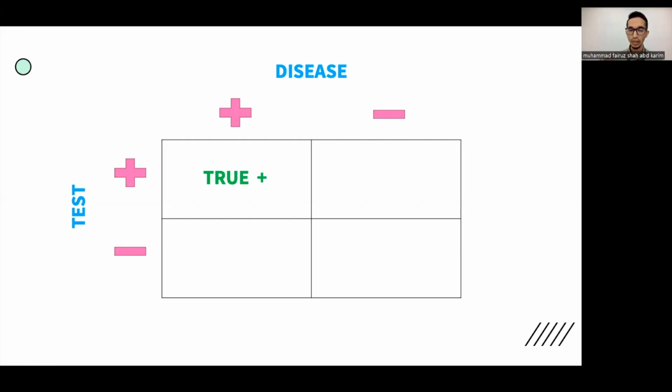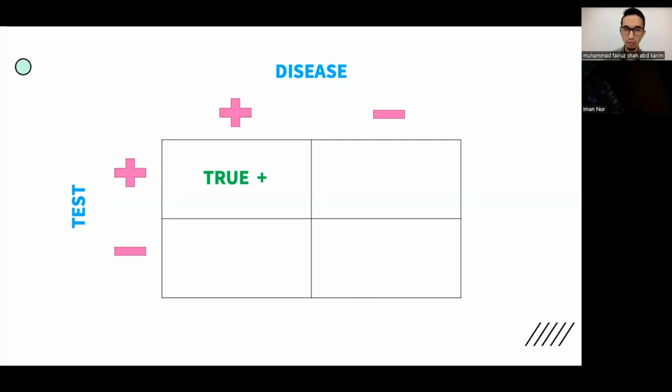How do I interpret this? Much easier, you just look at whether it's positive or negative. Is it positive? And if the word before that is true, it means the test is correct. You are tested positive and in real life you do have the disease. That is called true positive. This is good because the test identifies those who have the disease.